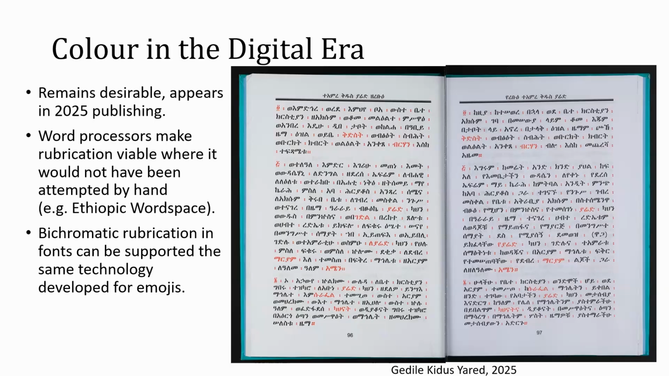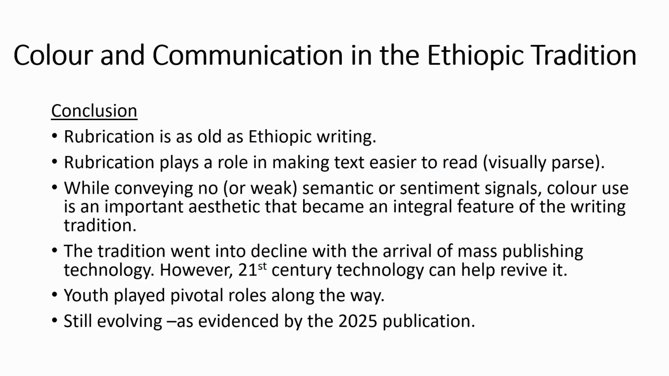As is that music of the Kanadi of St. Yared. If we were to go to YouTube now, we would hear it, live streams of it from around the world. So it all lives on. And I'll conclude here and just say, well, rubrication, it's certainly as old as Ethiopic writing, plays a role in making text easier to read, easier to parse. And while maybe there's little or just very weak semantic or sentiment signals from it, the color is an important aesthetic. It played an aesthetic role that's integral to the tradition. It went into decline when the printing press was introduced because it didn't make that leap in technology, particularly for bichromy.